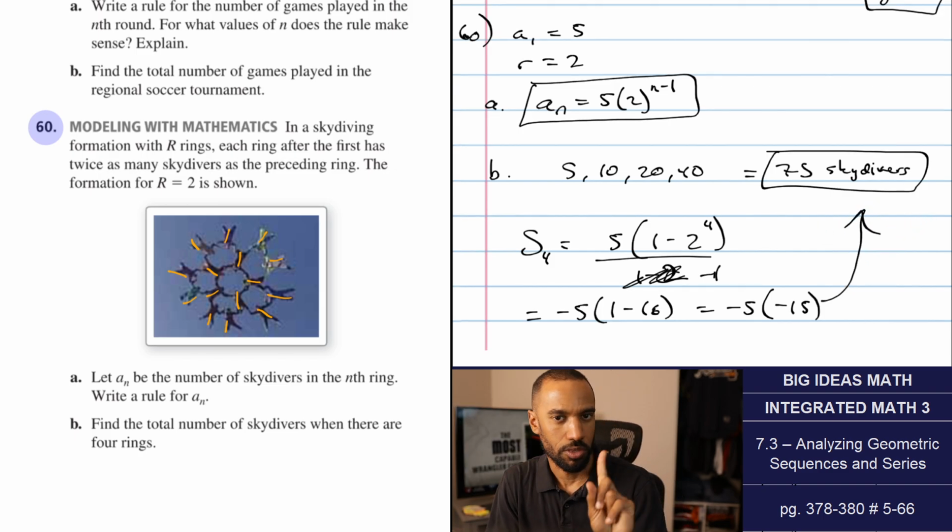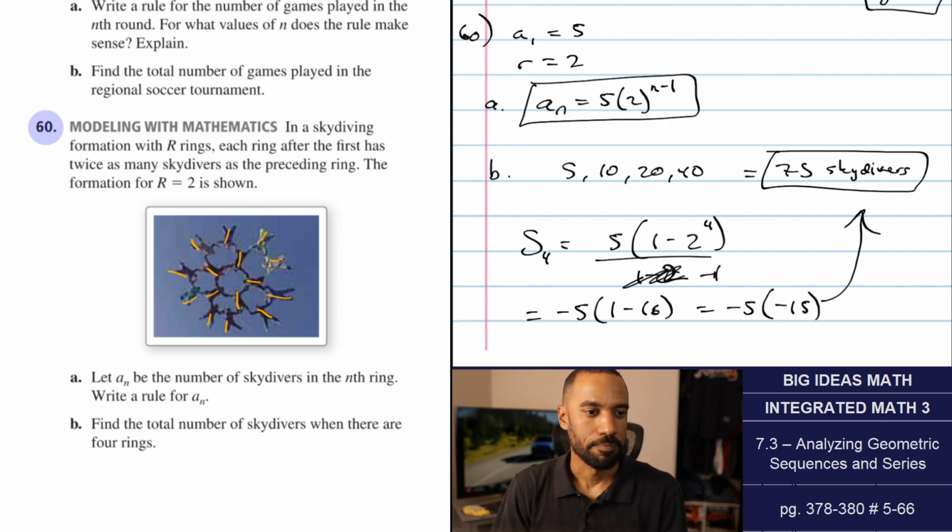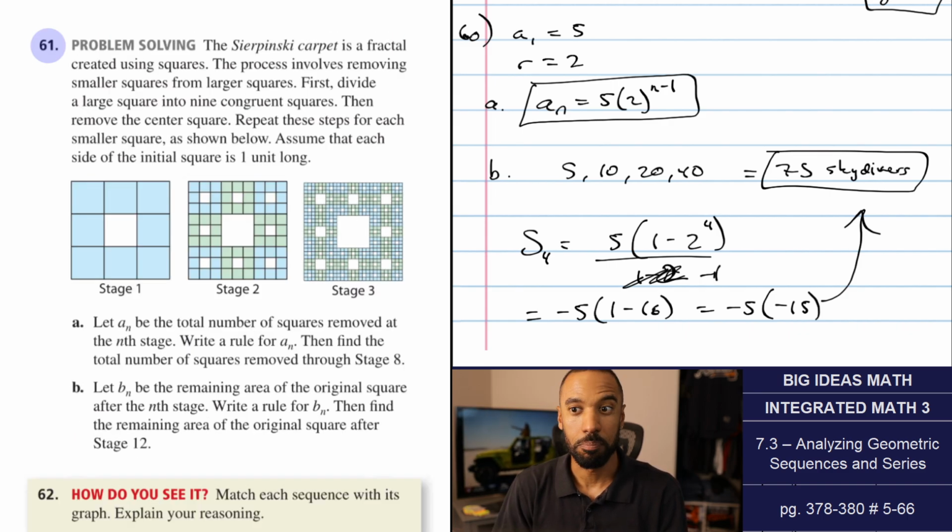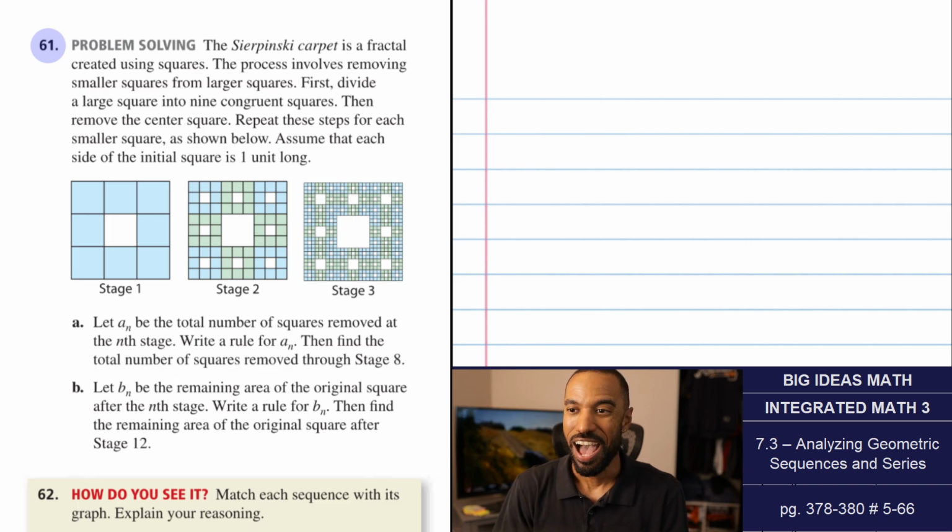No calculator. No capes. Okay, 6 more questions, though they all look big. I don't even know what to do here, guys. Wait, is it 6 more? Yeah, I think so. All right, number 61.